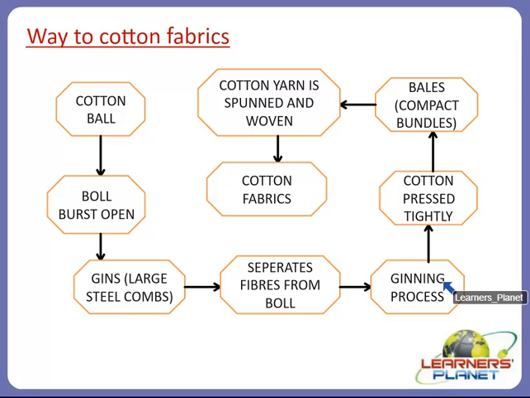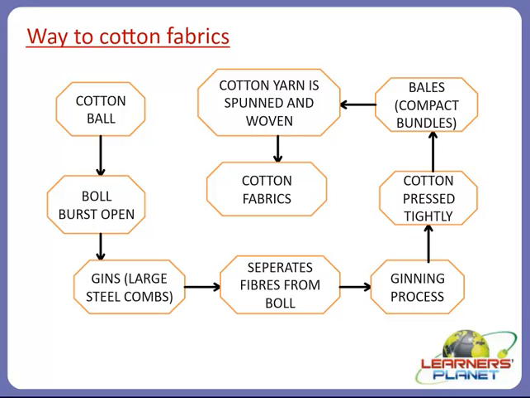This ginning process separates the fibers from the boll, and then cotton is pressed tightly to make bales. Bales means a compact bundle of cotton. Many such bundles are made and prepared. And finally cotton yarn is spun and woven into cotton fabric. Finally we can obtain cotton fabrics from a cotton boll. So this is just an overview.